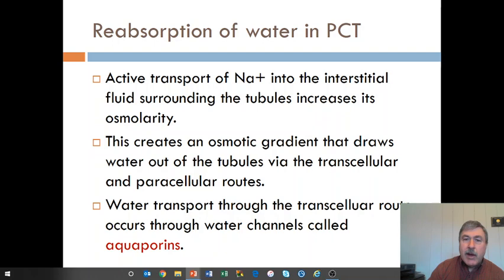All right, so the active transport of sodium into the interstitial fluid surrounding the proximal convoluted tubules increases the osmolarity of the interstitial fluid. That creates an osmotic gradient that draws water out of the tubules via the transcellular and the paracellular routes. So water transport through the transcellular route, which goes directly through the cells of the tubules, occurs through water channels called aquaporins that just allow the diffusion of water through those cells. And that occurs because of that sodium gradient.